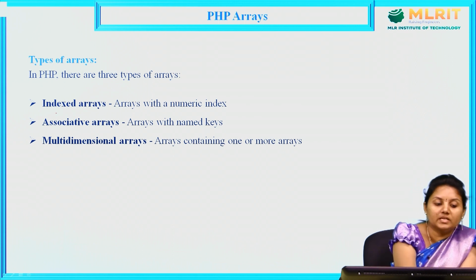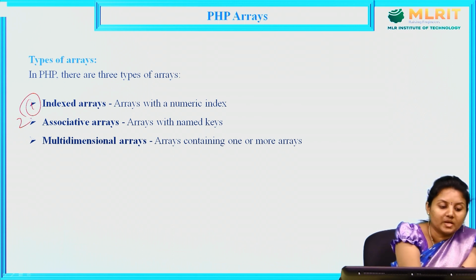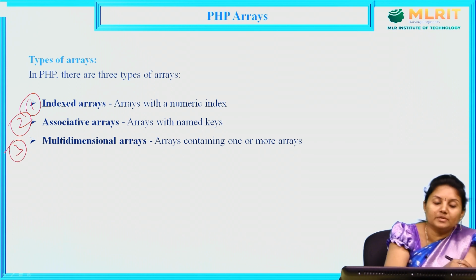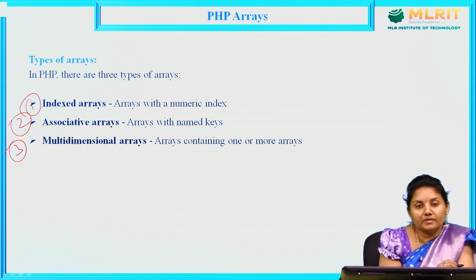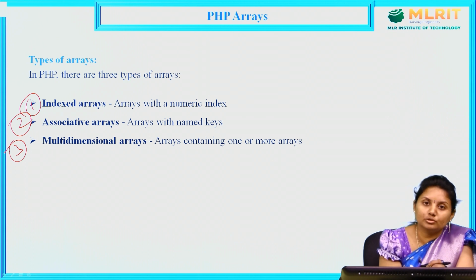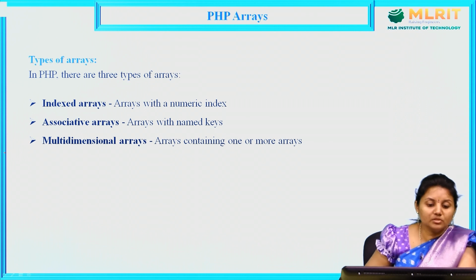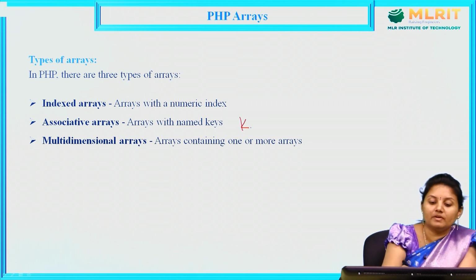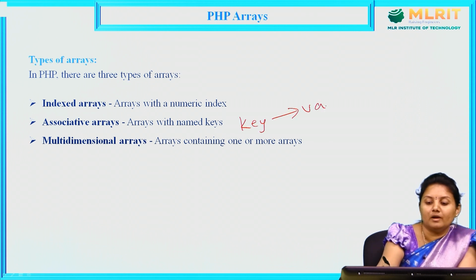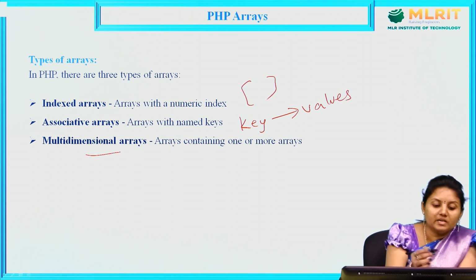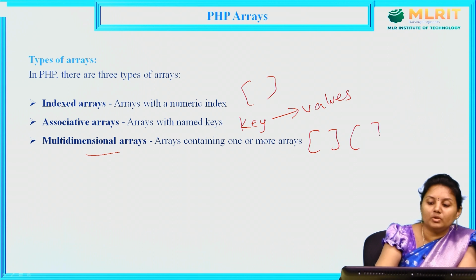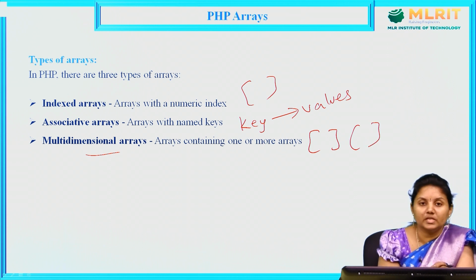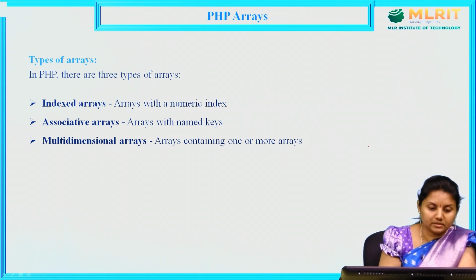What are the different types of arrays? We have three types. One is the indexed array, then the associative array, and the multi-dimensional array. In an indexed array, when multiple values are sent, you can store them using indexes and print them. Associative arrays use key-value pairs. And multi-dimensional arrays are created using one or more arrays.